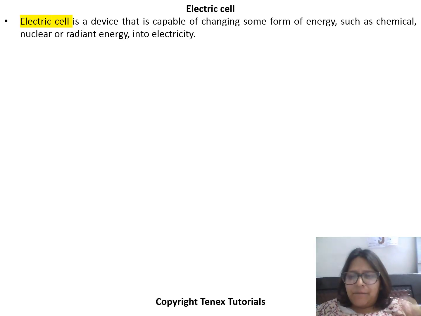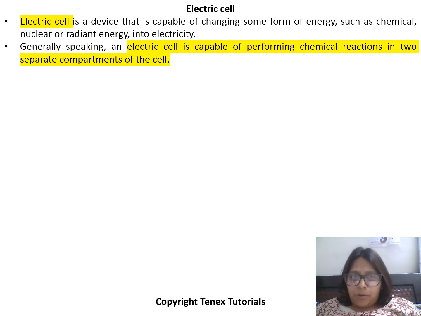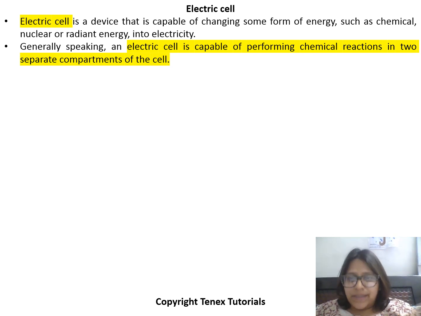Before we understand the mechanism of flow of current, it is very important for us to first understand what an electrical cell actually is. An electrical cell is a device that is capable of changing some form of energy, such as chemical energy, nuclear energy, or radiant energy, which is nothing but solar energy, into electricity. So if any cell or instrument is capable of converting any other form of energy into electrical energy, I'm going to call it an electrical cell. Generally speaking, an electrical cell is capable of performing chemical reactions in two separate compartments.